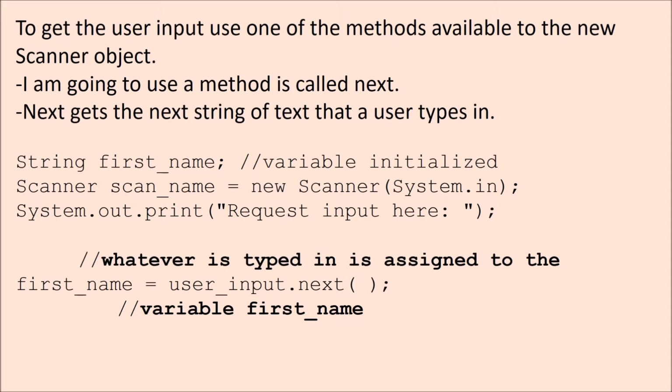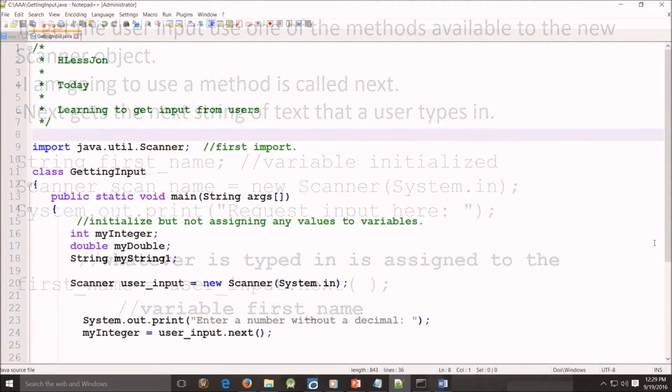And that will assign the next thing typed in to our variable first_name. Notice the two variables are being used. String first_name, which is a blank variable that we've already initiated, and then we are assigning to that the Scanner object that we're collecting, the user_input. So that will collect whatever's typed in, assign it to user_input, and then assign that to first_name. And we'll see how this works in the example.